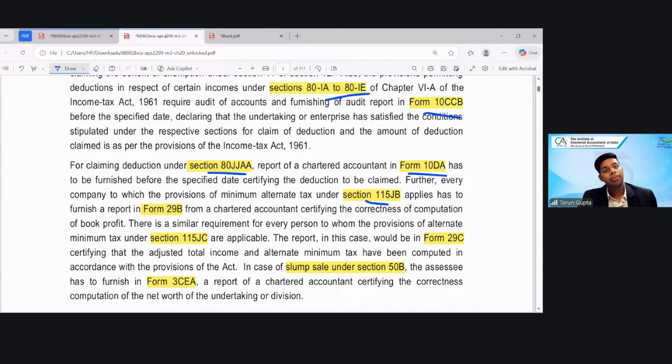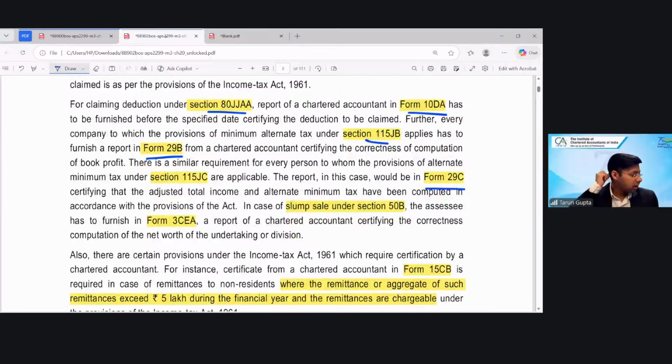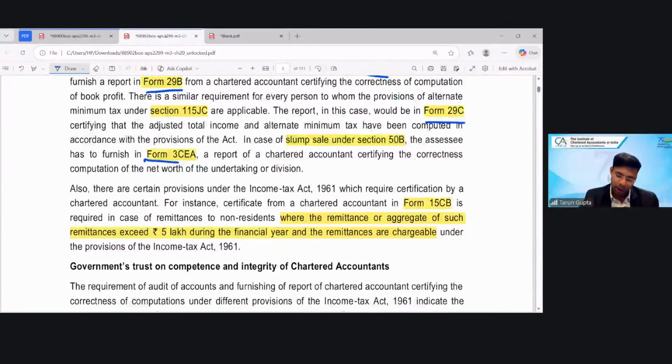If you are paying tax under Section 115JB as book profit, then you need to file Form 29B. So again, a certificate from the CA. In case of AMT, it is 29C. If you have entered into a slump sale transaction, you have sold any undertaking under slump sale, then Form 3CEA is to be furnished, the certificate of the CA computing the net worth of the undertaking. And for foreign remittances, there is Form 15CB, which is certified by the chartered accountant, who gives the rate at which the tax is to be withheld before the remittance on such remittance.